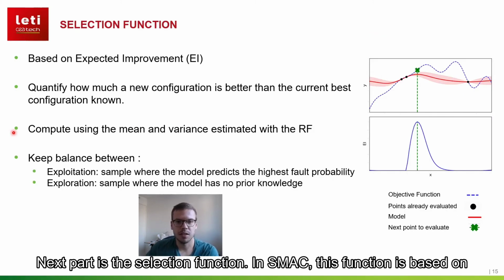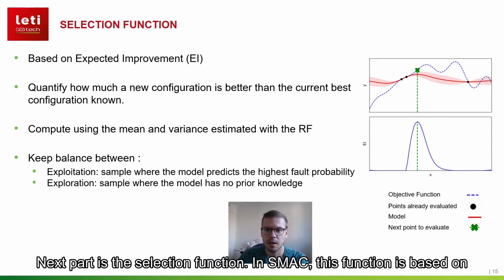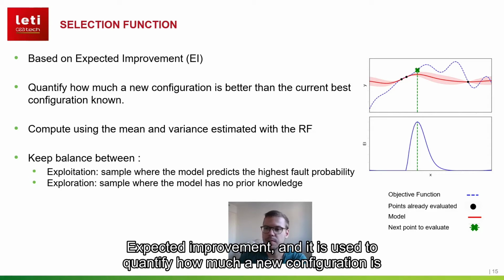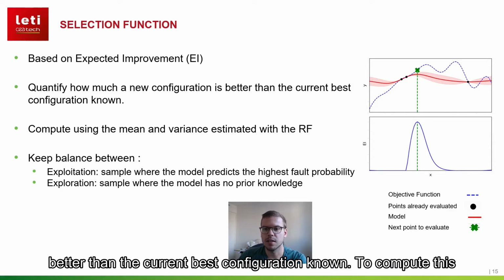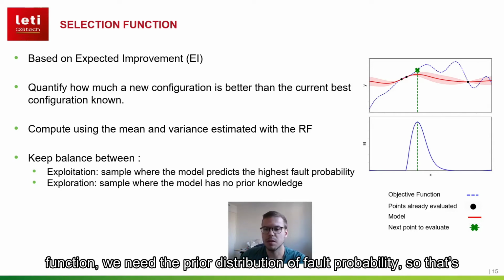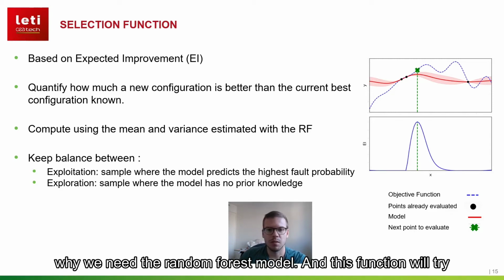Next part is the selection function in SMAC. This function is based on expected improvements, and it is used to quantify how much a new configuration is better than the current best configuration known. To compute this function, we need the prior distribution of fault probability. So that's why we need the random forest model.